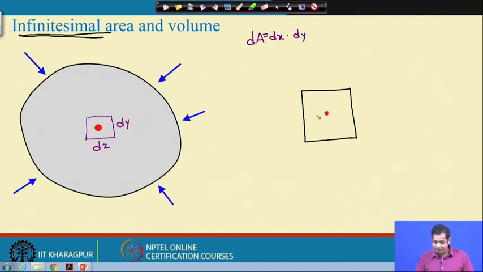Once we have this, you see we have a plane here, a plane here, a plane here, a plane here, in 2 dimensions. So, we can have stresses on these planes. And what are the stresses on these planes?